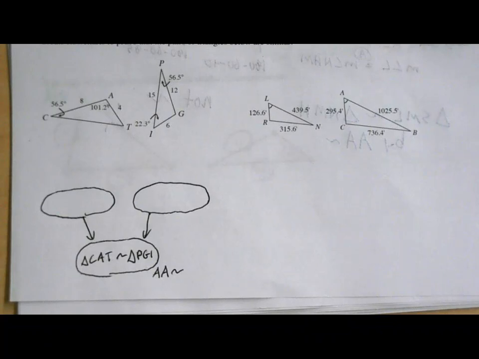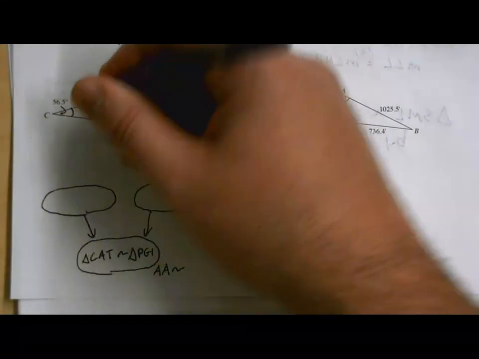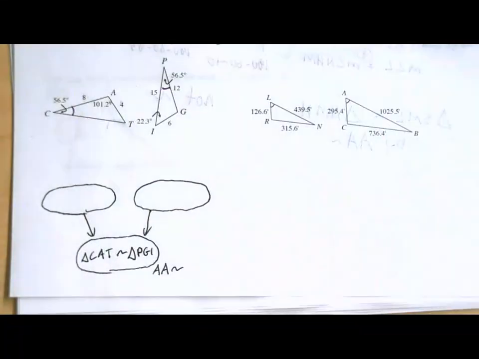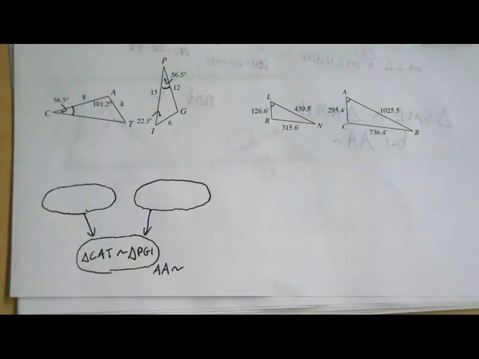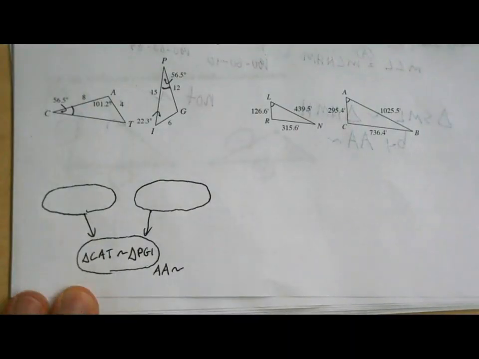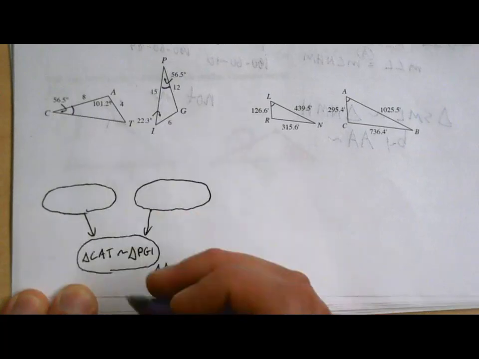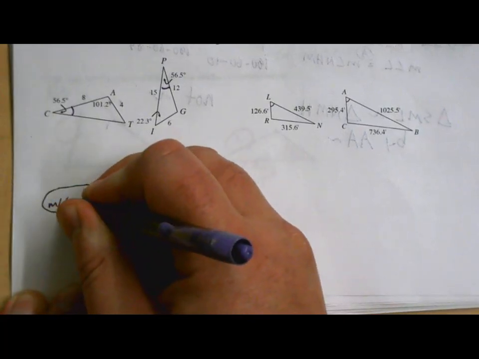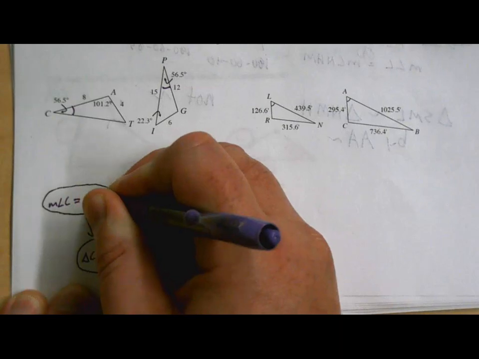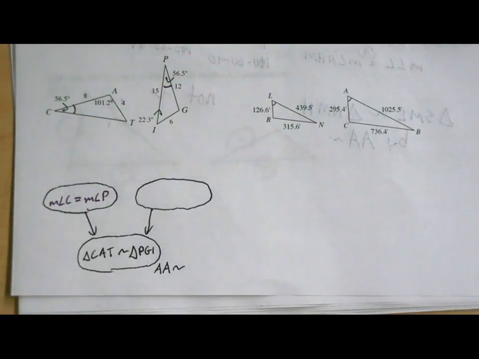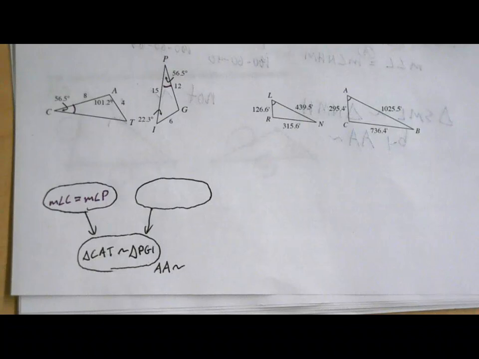Were there any angles that were easy for us to spot? This 56.5 and this 56.5 were super easy for us to spot. So I'm going to go ahead and mark those 2. That's angle C and angle P. So the measure of angle C is equal to the measure of angle P. We were able to see that easily.